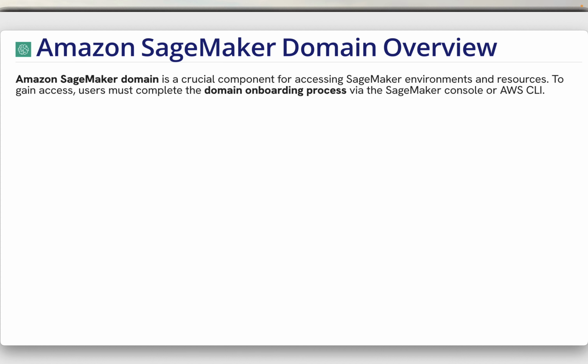Okay, next Amazon SageMaker Domain. So domain is one of the building blocks of working with SageMaker. SageMaker Domain is a crucial component for accessing SageMaker environments and resources. And to gain access, users must complete a domain onboarding process through the SageMaker console. Basically, you go to the SageMaker service and you do an onboarding and you create a domain.